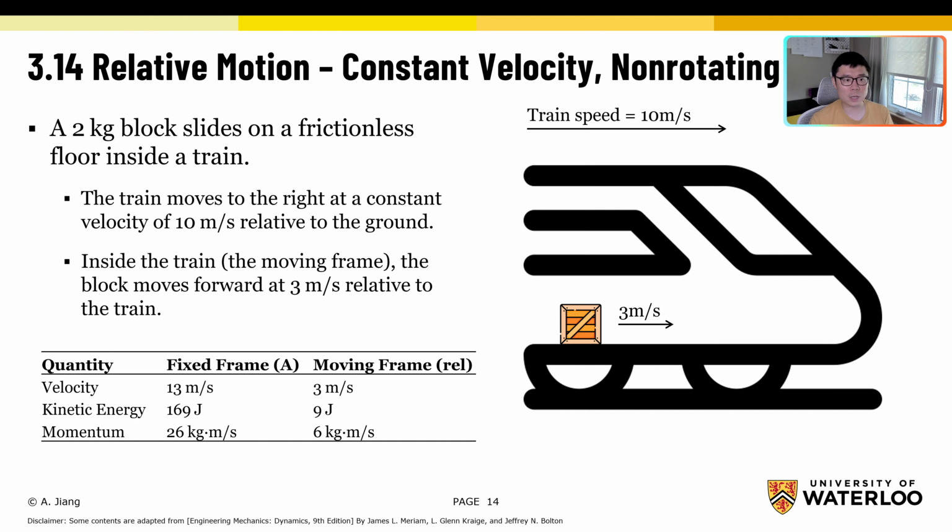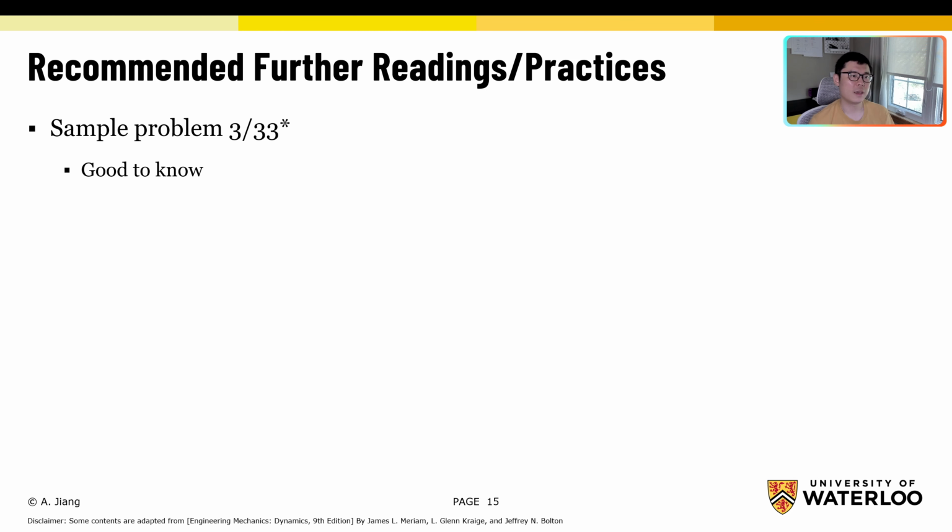Here I put a summary of what we just did on the previous four slides, comparing the velocity, kinetic energy, and momentum, looking from the fixed frame versus the moving frame. I don't really have recommended readings for this section. Sample problem 3/33 is good to know, but I won't require you to do anything like that. And this concludes our section 3.14 as well as chapter 3, which is the longest chapter.